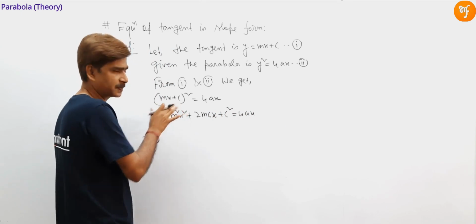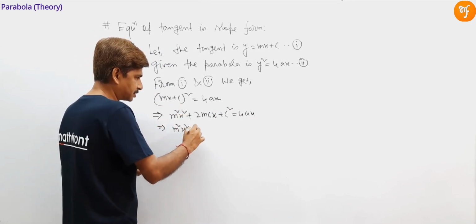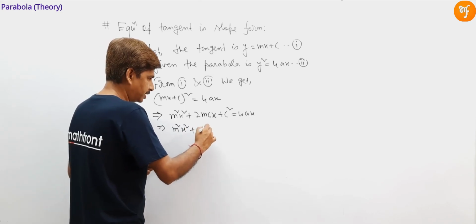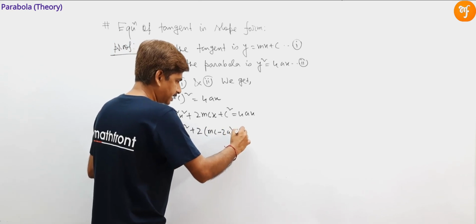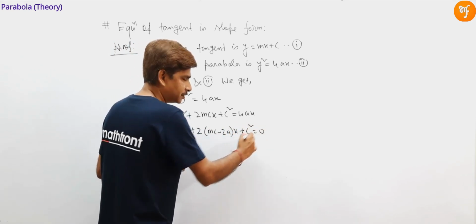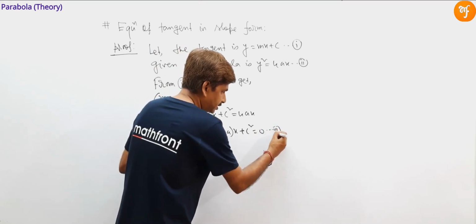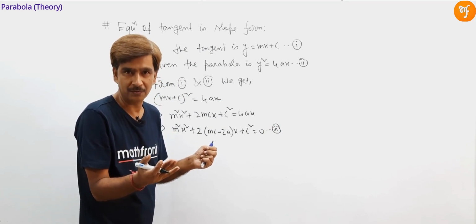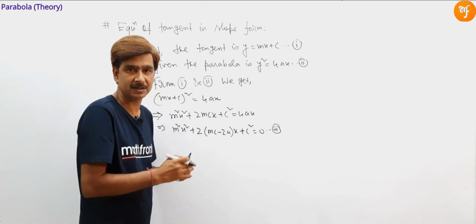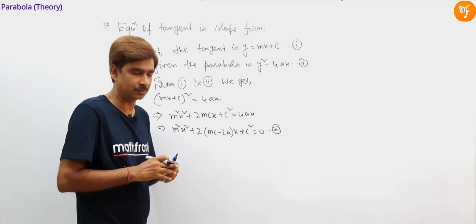Okay. Just we expand it. In the next step we can write m square x square plus 2(mc minus 2a) into x plus c square is equal to 0. Now, if we give the name of this equation as 3, equation 3 has discriminant equal to 0. Why? Because this equation must have only one root, that is two real and equal roots.